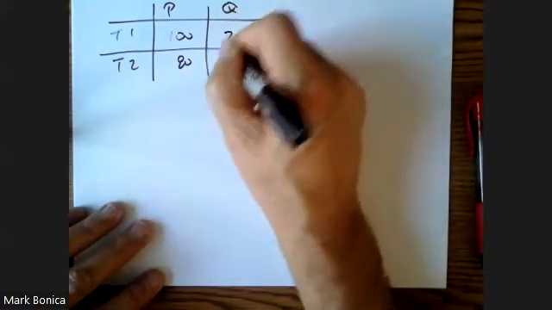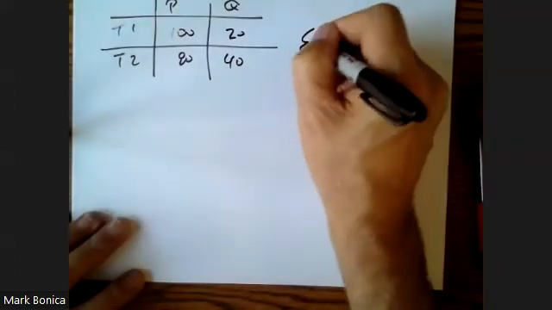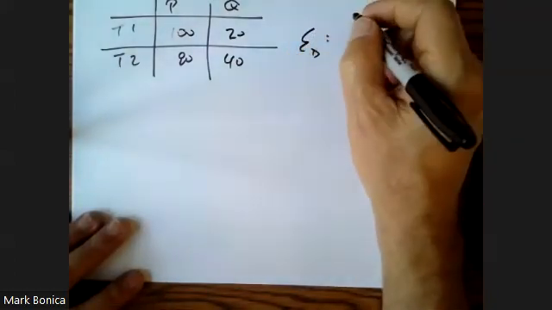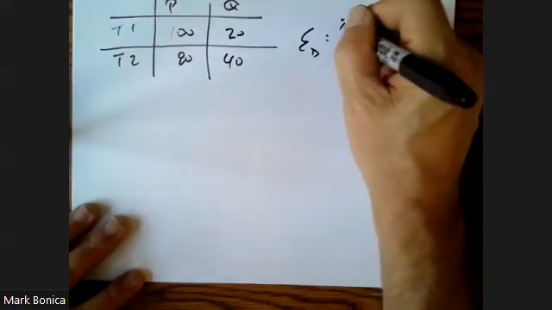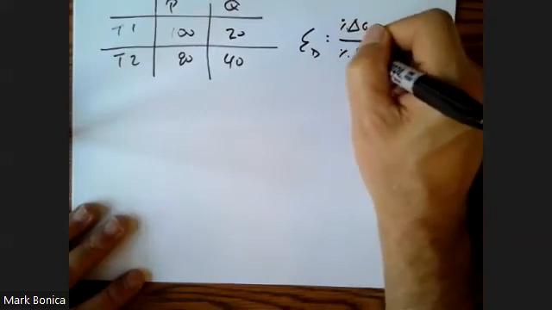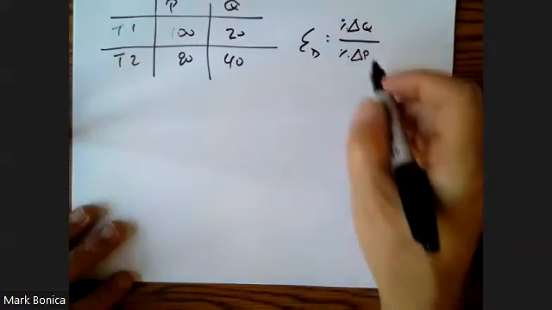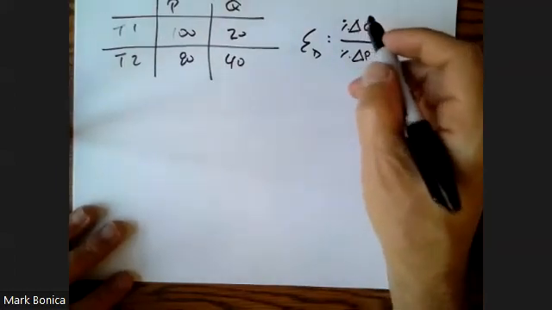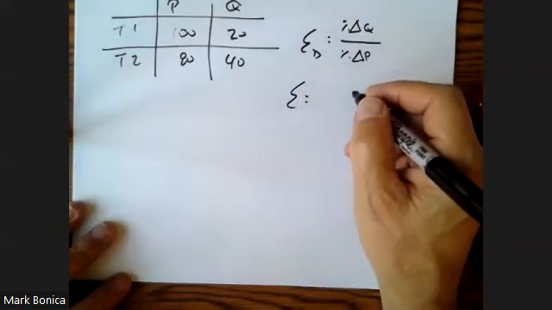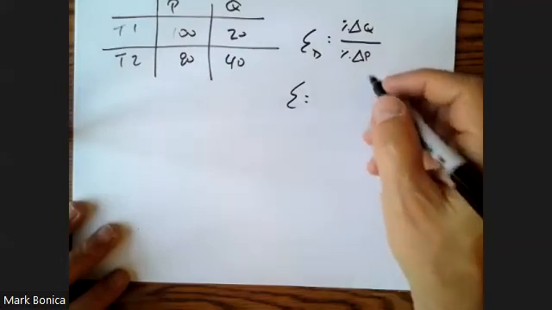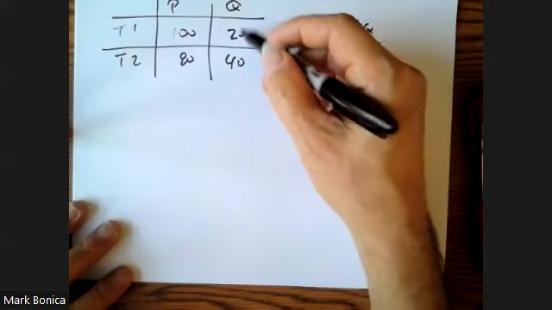And 20 and 40. So the elasticity of demand is going to be the percent change in quantity divided by the percent change in price, right? So if price changes, how much does quantity change? And so we use the midpoint elasticity. So we're looking for kind of the average. So what is the average?